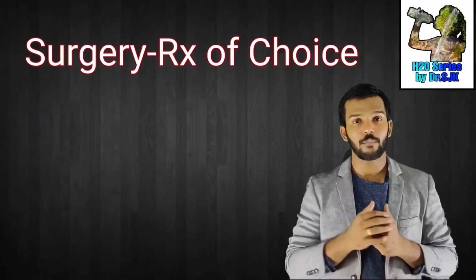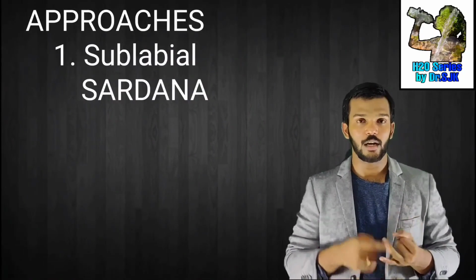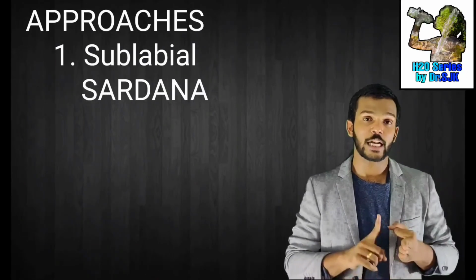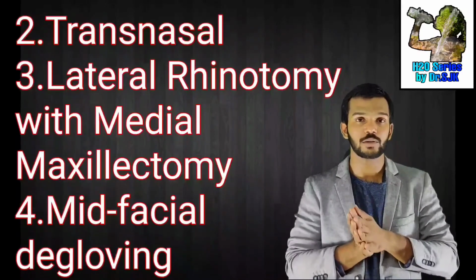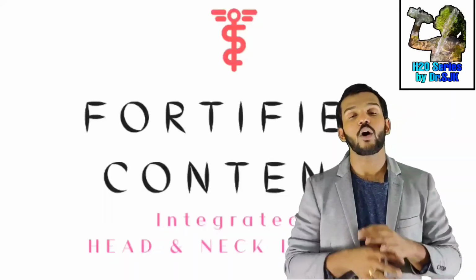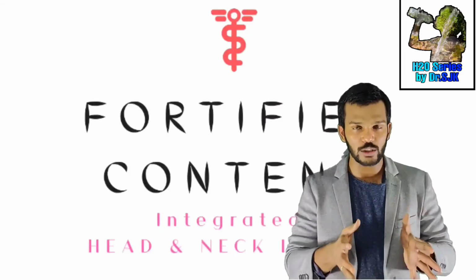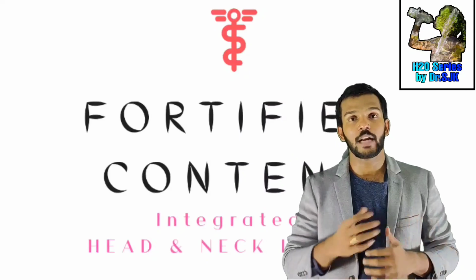So you can approach the tumor based on the extent. You can reach it transnasally, sublabially, or through a lateral rhinotomy incision leading into a facial degloving procedure or medial maxillectomy. Through all these procedures, you can approach the juvenile nasopharyngeal angiofibroma found at the lateral wall of the nasal cavity.